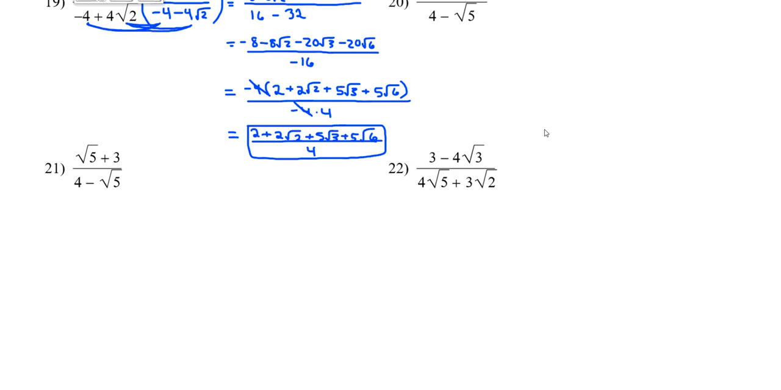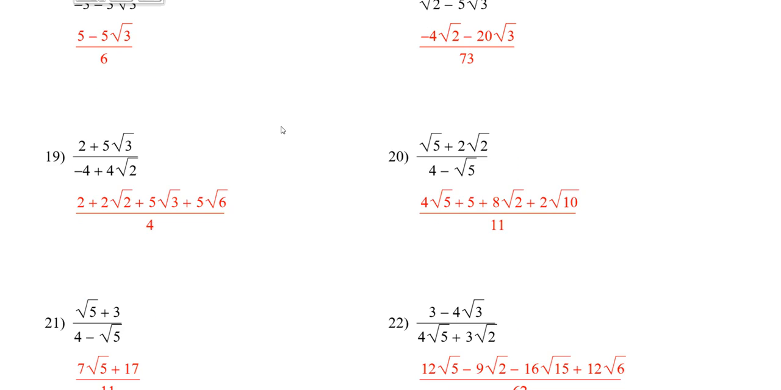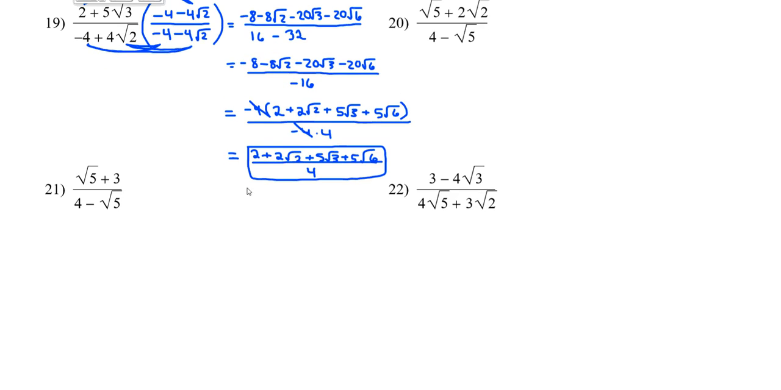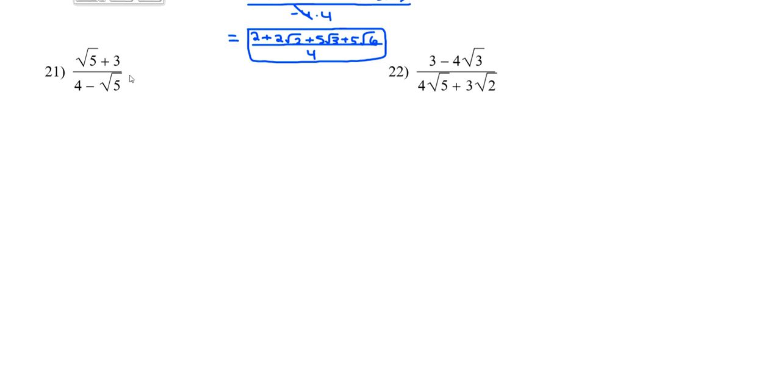All right. And the last one, number 21, multiply by the conjugate. So on this one, we multiply by 4 plus root 5 over itself. 4 plus root 5. Okay. And then we need to FOIL the numerator and denominator because we have binomials in both of them again. So we end up with 4 times root 5 is 4 root 5. The outside gives me a root 5 times root 5, or just 5. The inside gives me 3 times 4, or 12. And the last gives me 3 root 5.